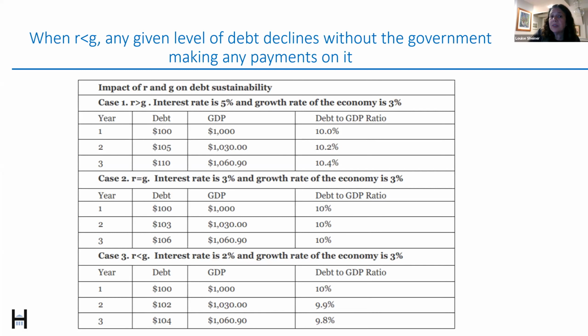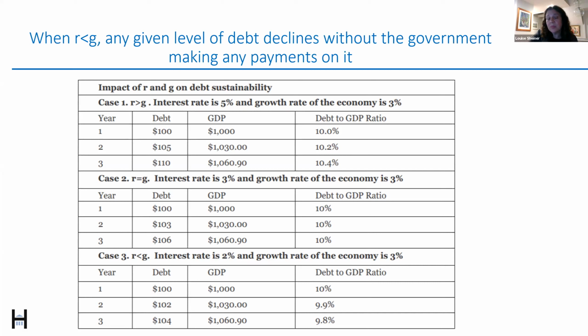So if you borrowed 100 in the first year and your GDP was 1,000, your debt to GDP ratio was 10%. You didn't pay anything off, the interest rate is 5%, so next year you'd owe 105. Your GDP only grew 3%, so your GDP was 1,030, and your debt to GDP ratio went up.